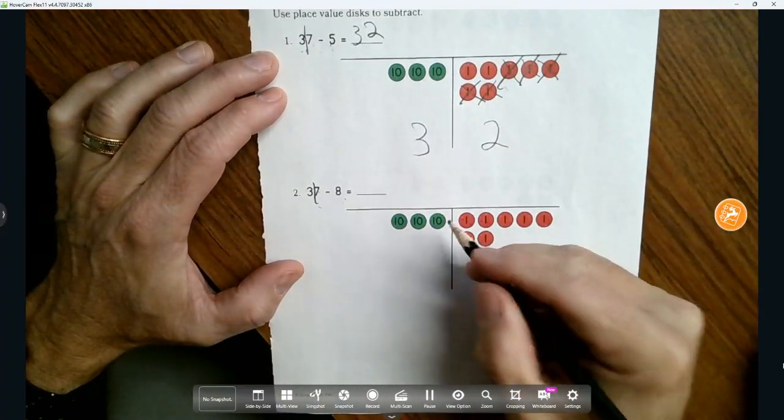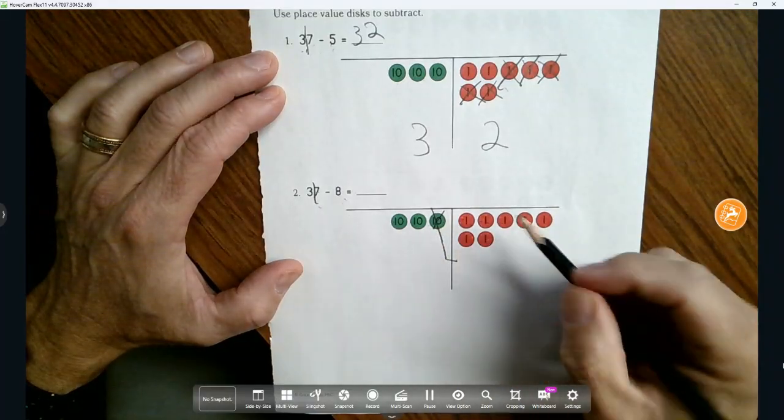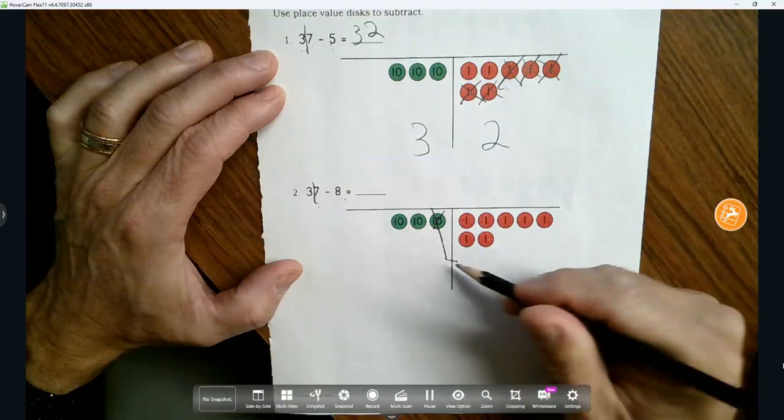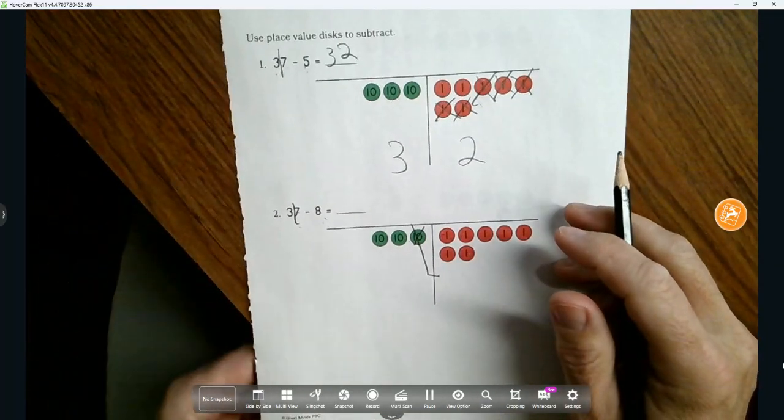We don't have enough here. You're going to have to bring a 10 over. Remember how to do that. We worked on that before. I'm not going to do it for you. That's all the help I'm giving you. Let's turn it over to the back.